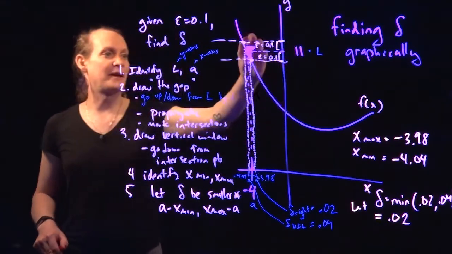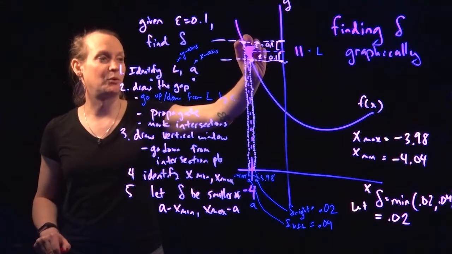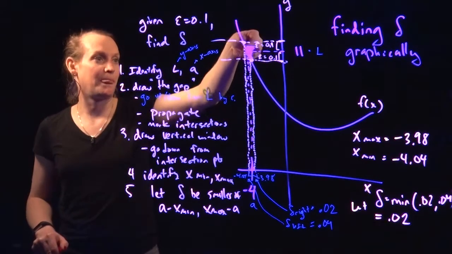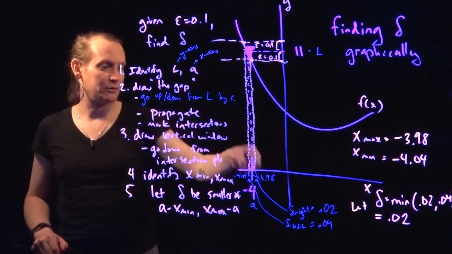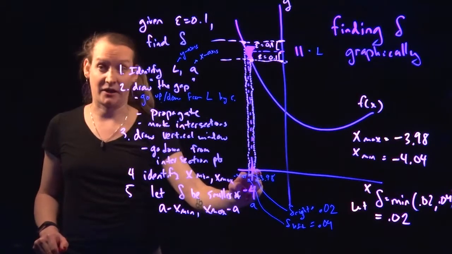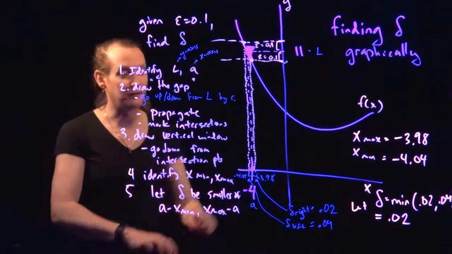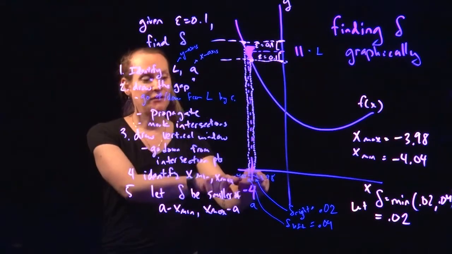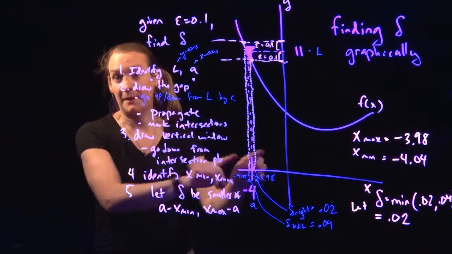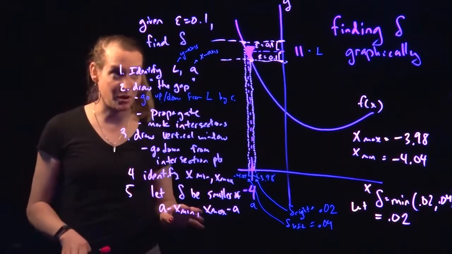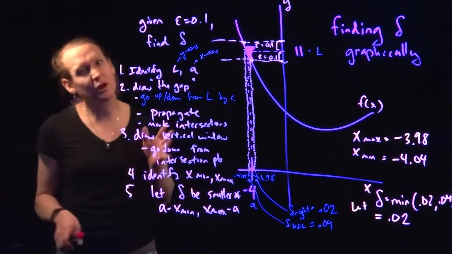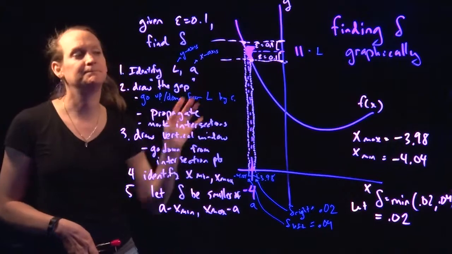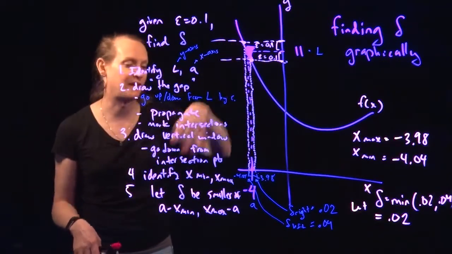I draw my band. I find my intersection points. I'm going to drop lines down and find where they hit the x-axis. I'm going to find the distances between A and the right and left points. They might not be the same thing. They're probably not the same thing. In fact, they'll generally only be the same thing if this is a line. If it's not a line, it's likely that they're not the same.